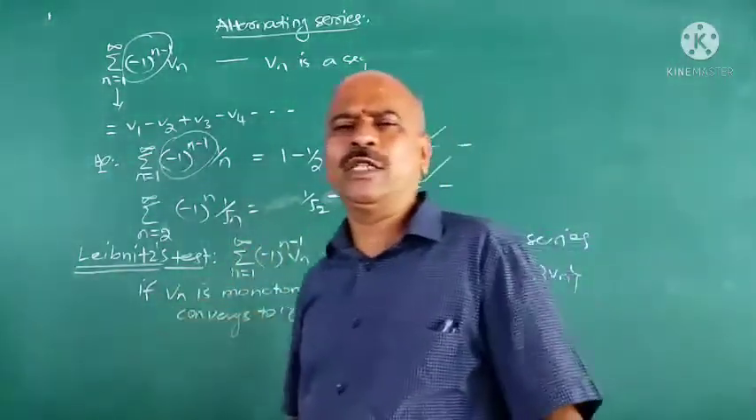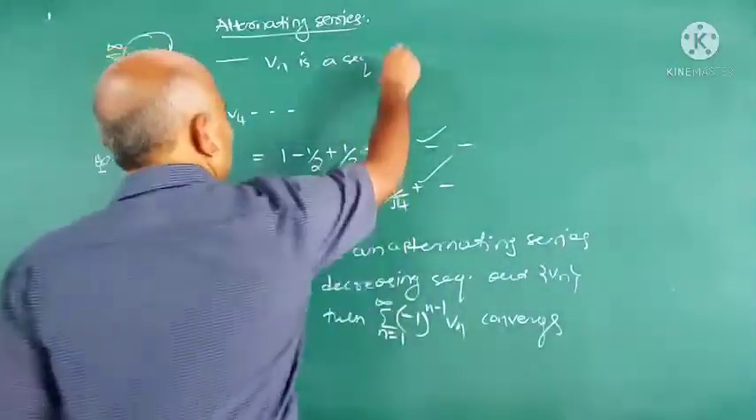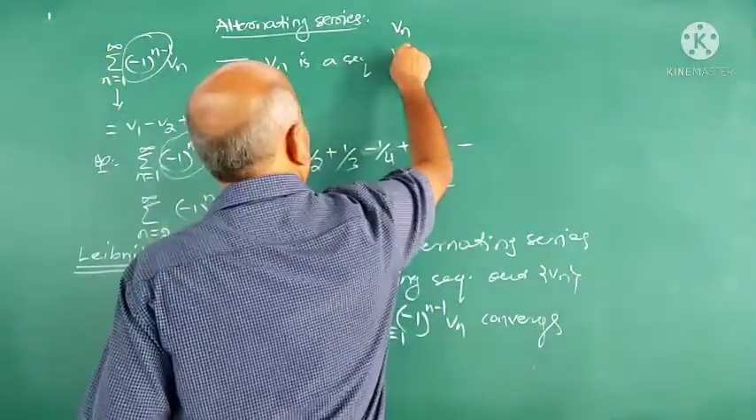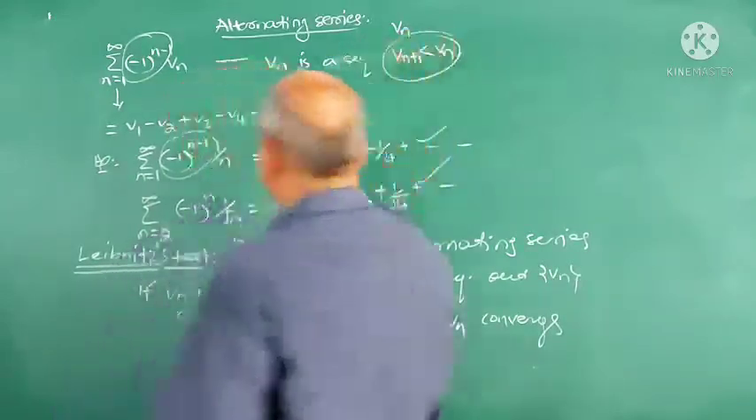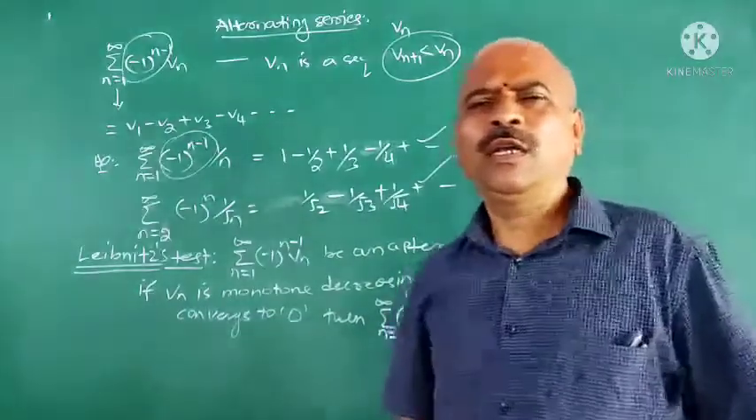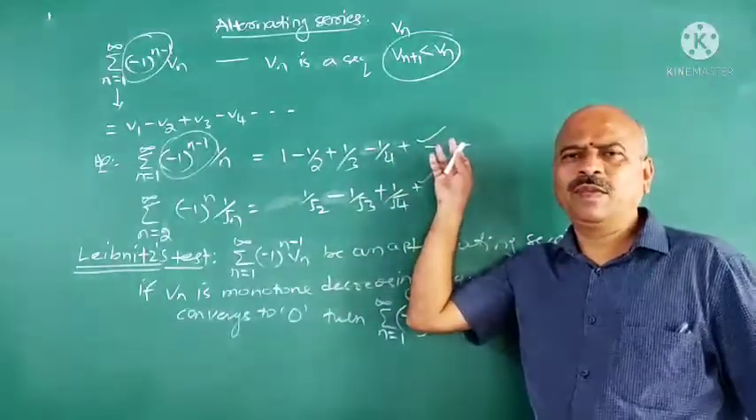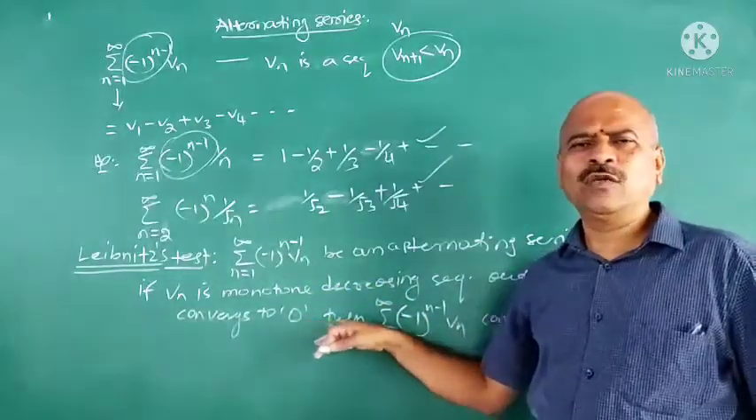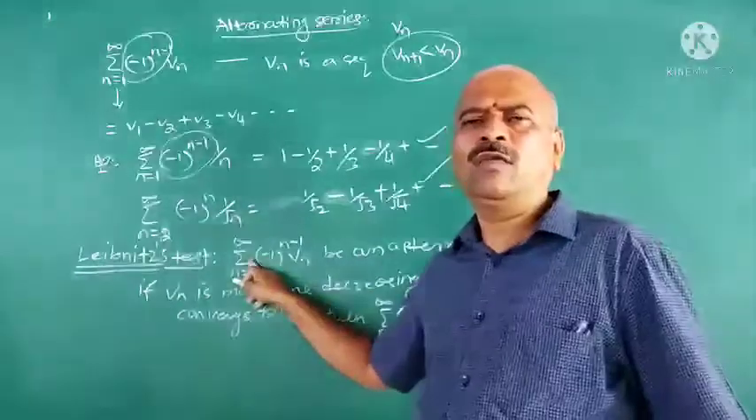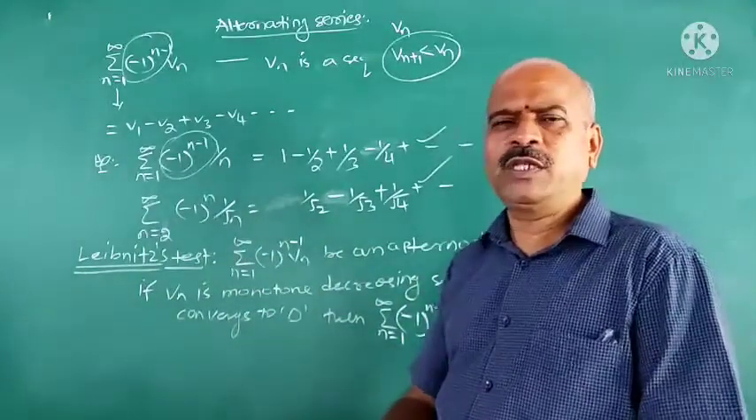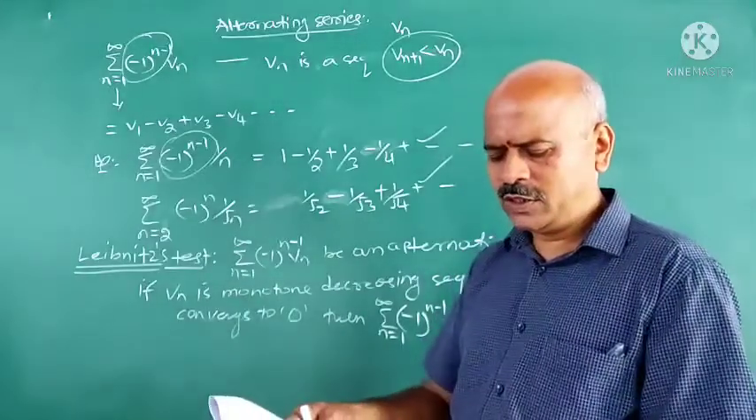If this sequence Vn is monotone decreasing, when do you say that a sequence Vn is monotone decreasing? If Vn plus 1 is less than Vn for all n, then we say that it is monotone decreasing. And also Vn should converge to 0: the limit of Vn as n tends to infinity must be 0. Then this converges. This is called the Leibniz test. The proof I will do later. First I consider problems on this.